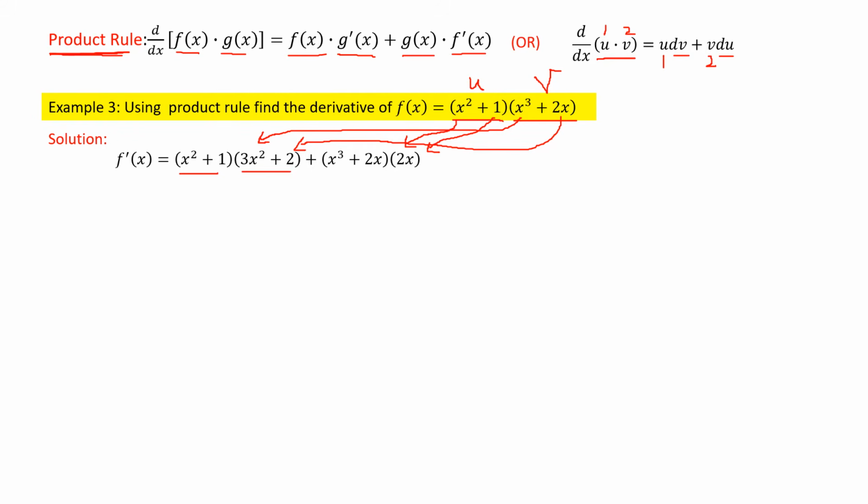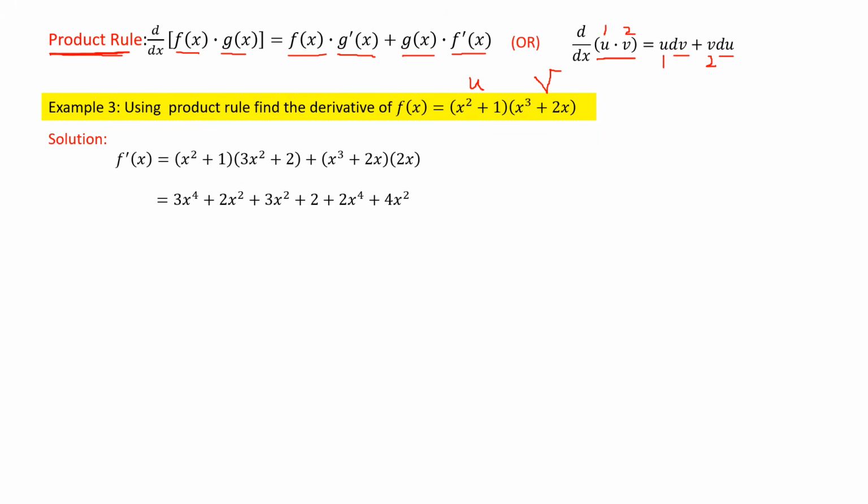Now to simplify further, we have to multiply this term with this term. Then we have to multiply x power 2 with 2. Then we need to multiply 1 with 3x power 2, 1 with 2. By doing the same way, we multiply x power 3 with 2x and then we multiply 2x with 2x. So if I do like this, I will get my next term.